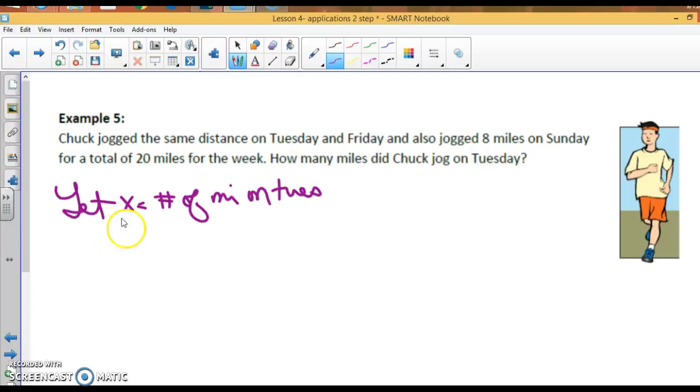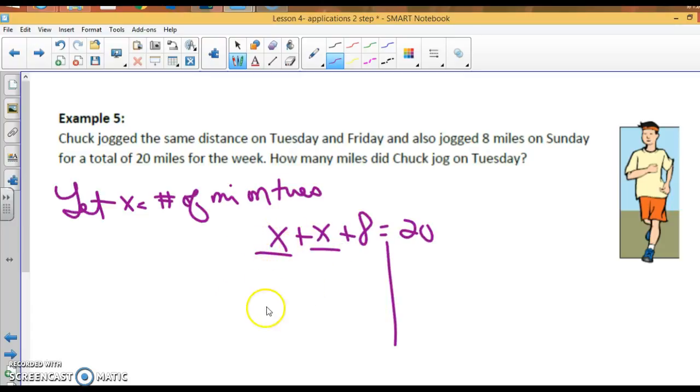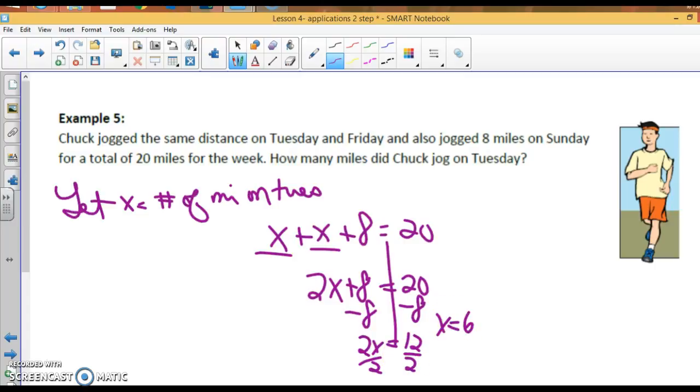Let's write an equation. He jogged the same distance Tuesday and Friday, and 8 miles on Sunday, for a total of 20. So, Tuesday is x, Friday, same distance, x, plus Sunday is 8, for a total of 20. Now, this is the first time we saw a problem like this. 1x plus 1x is 2x plus 8 equals 20. Subtract 8 from both sides. 2x is 12. Divide both sides by 2. x is 6. So, 6 miles on Tuesday.